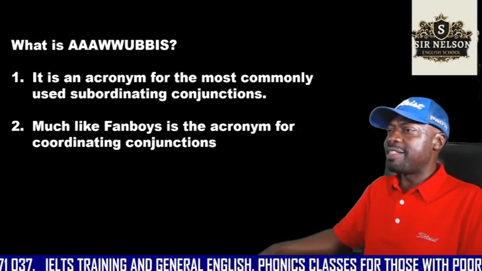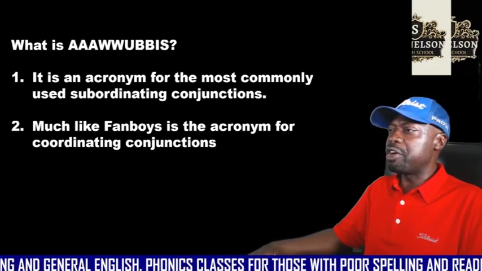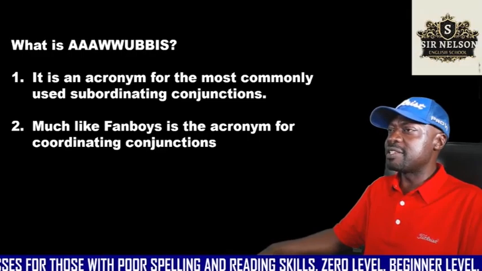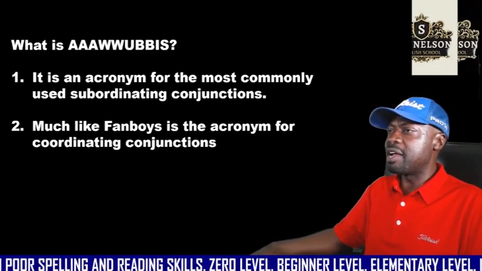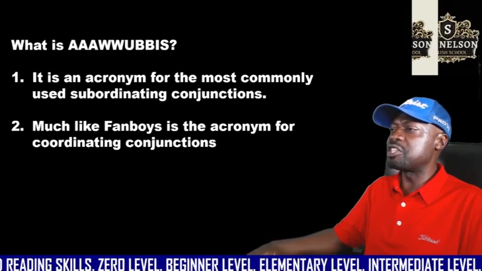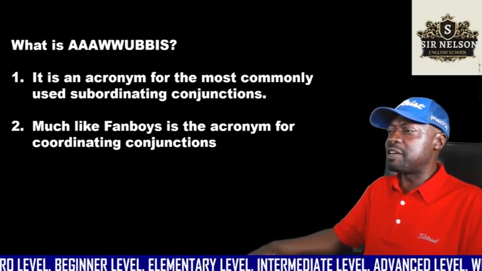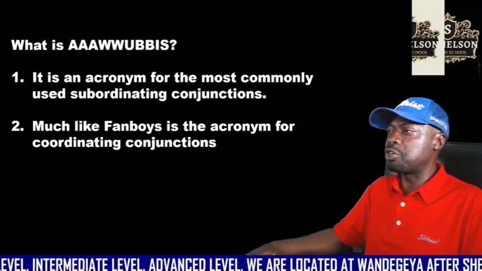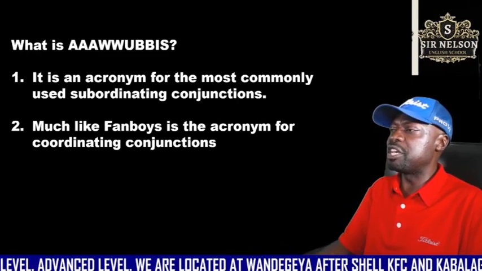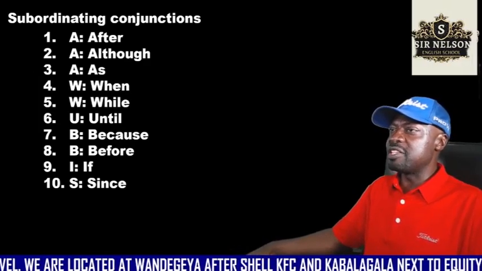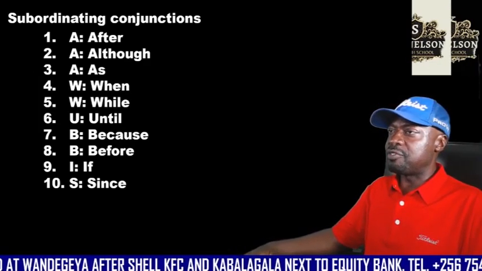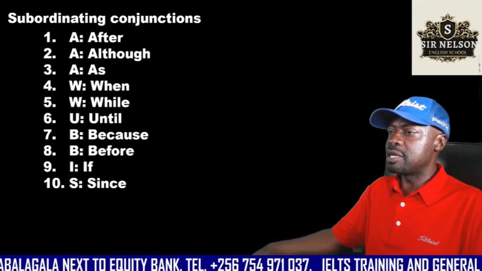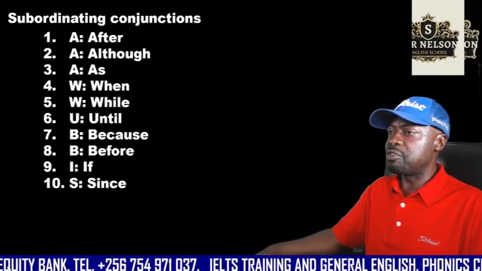To help you remember the subordinating conjunction, we are going to use the acronym AWUBIS. AWUBIS is an acronym to help you remember the most commonly used subordinating conjunctions. Much like FUNBOYS is the acronym for coordinating conjunctions, AWUBIS is the acronym for the most commonly used subordinating conjunctions. This is the AWUBIS: after, although, as, when, while, until, because, before, if, and since.